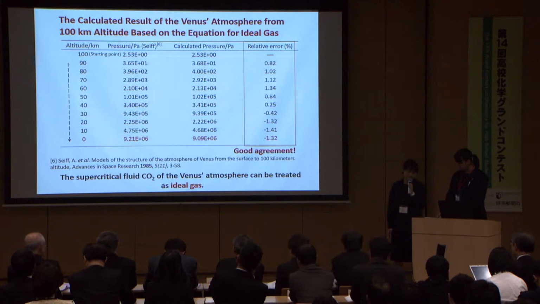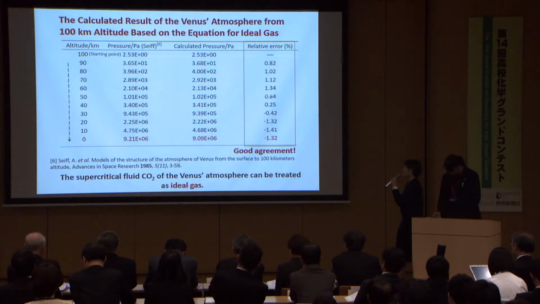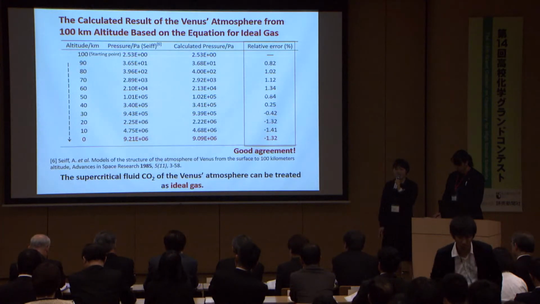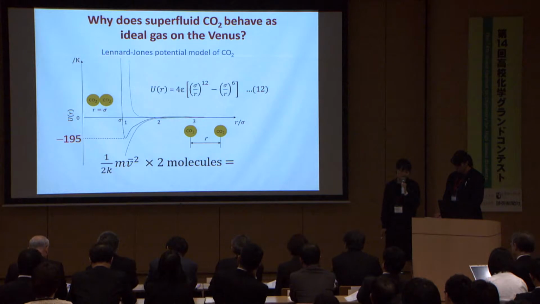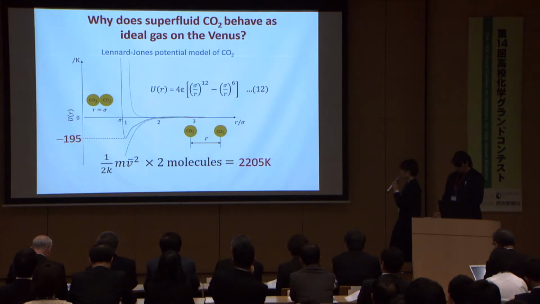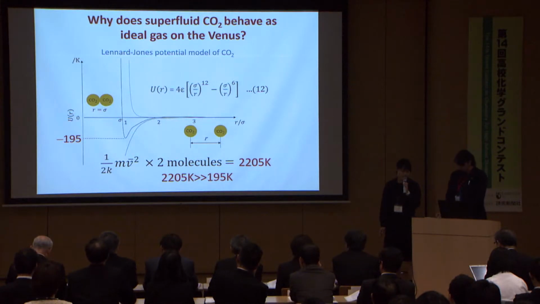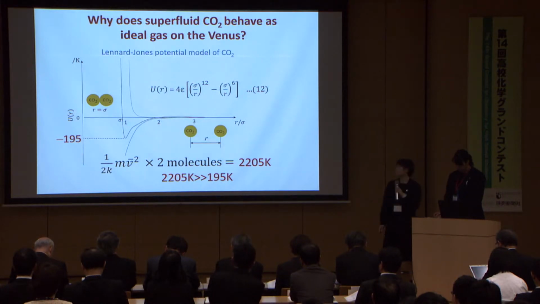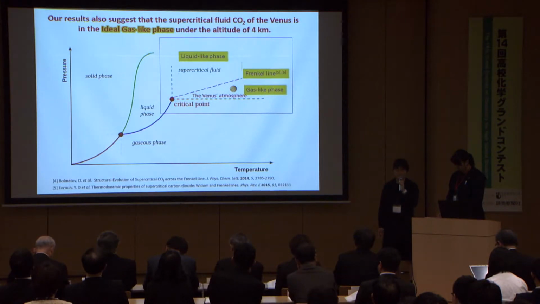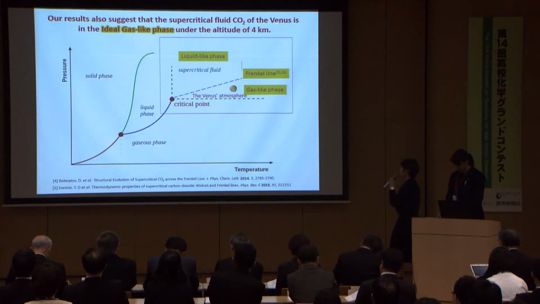We have found a puzzling character of the Venus atmosphere. CO2 atmosphere in a supercritical fluid state on Venus behaves like an ideal gas. Why does this happen? Here is the explanation. The average kinetic energy of CO2 is estimated to be about 2,200 Kelvin in units of absolute temperature. This value extremely exceeds the stabilization energy of the intermolecular forces, as estimated by the Lennard-Jones potential model. This is the reason. We have found that the supercritical fluid CO2 in the Venus atmosphere is in the ideal gas-like phase within 4 kilometers of the surface.